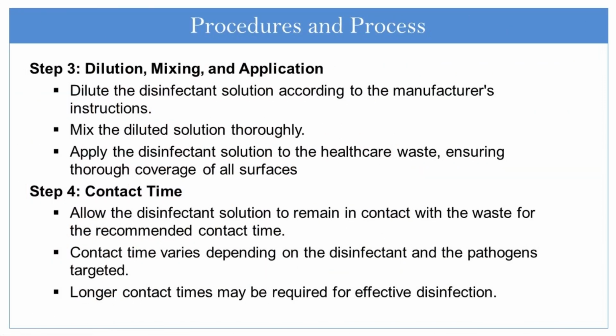Then make a selection of the disinfectant. Choose the appropriate disinfectant based on the type and nature of the waste. Common disinfectants that we usually use are chlorine-based solutions, hydrogen peroxide, or phenolic compounds. Follow the manufacturer's instructions for dilution ratios and usage guidelines. Then for step 3, do the dilution, mixing, and application.